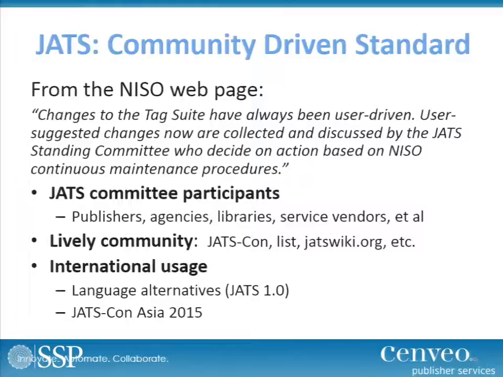We have an annual conference called JATSCon and so on. And JATS is now broadly supporting international usage as well. We have encoding for language alternatives to support translations, transliterations, such as Asian author names and multi-language text. And now we've had recently a JATSCon in Asia, which is exciting.